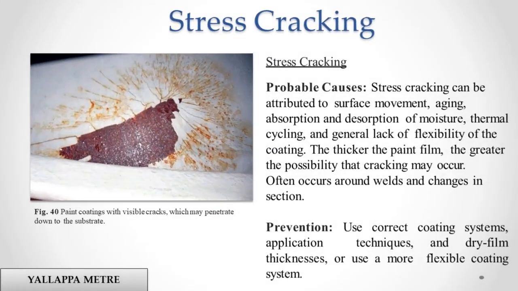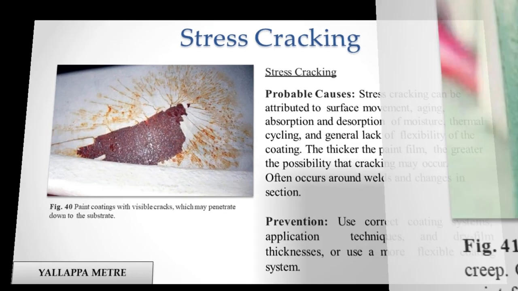Stress cracking. Probable causes: stress cracking can be attributed to surface movement, aging, absorption and desorption of moisture, thermal cycling, and general lack of flexibility of the coating. The thicker the paint film, the greater the possibility that cracking may occur. Often occurs around welds and changes in section. Prevention: use correct coating systems, application techniques, and dry film thicknesses, or use a more flexible coating system.